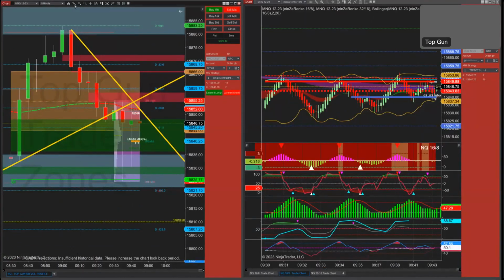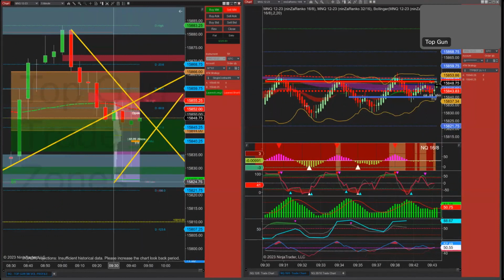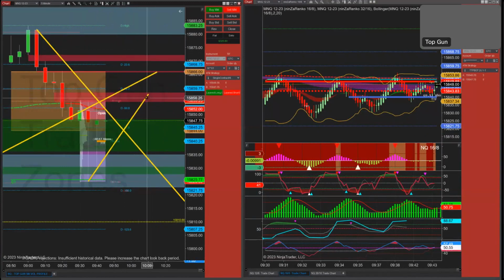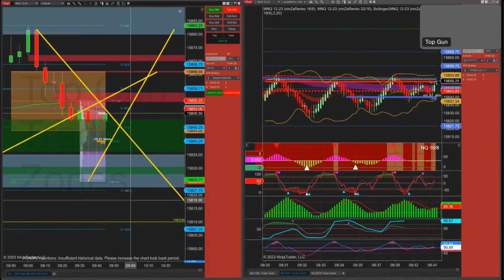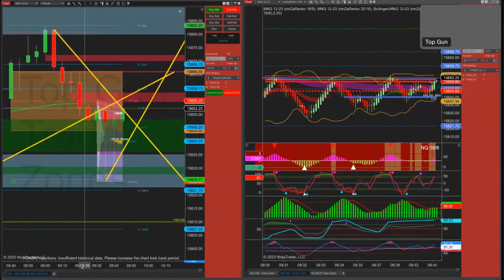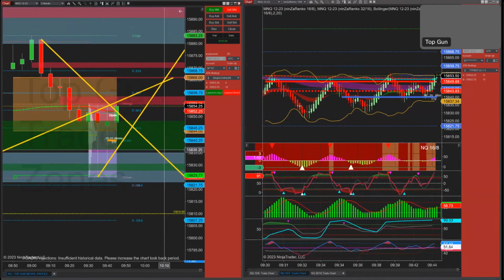People don't understand that the computers program everything. Look at the trend line right here off these wicks. People hear that trend lines don't work. Bullshit. Fibs and trend lines work because they're self-fulfilling prophecies, and computers are coded by people to recognize these.